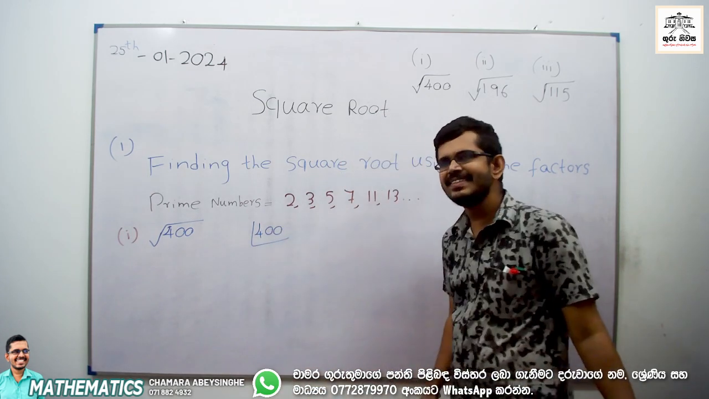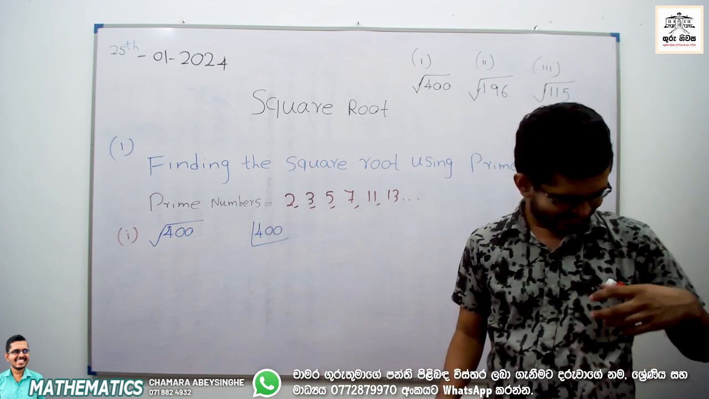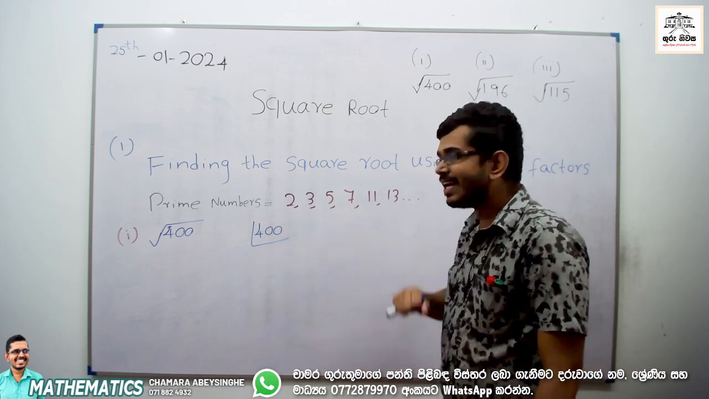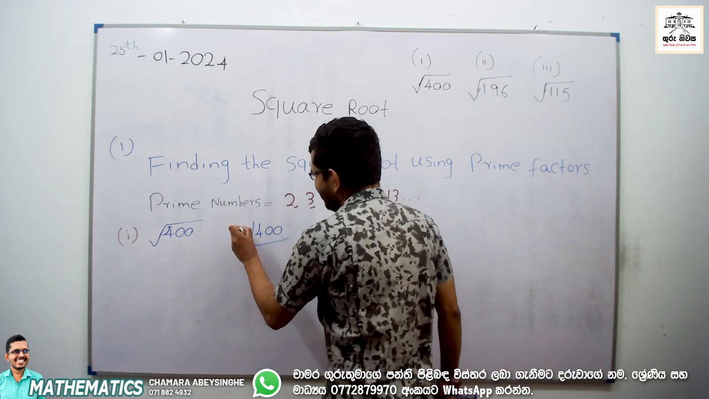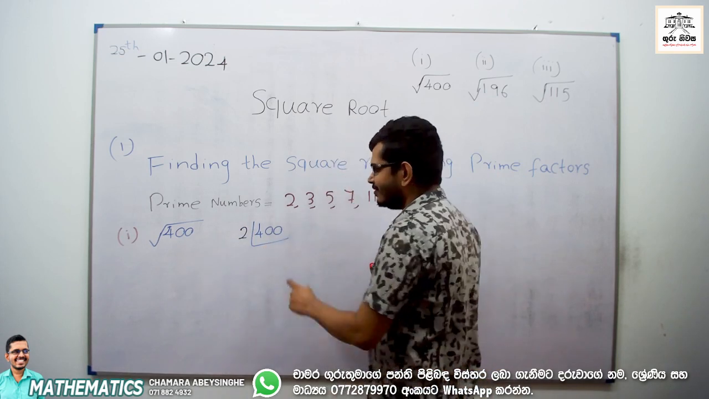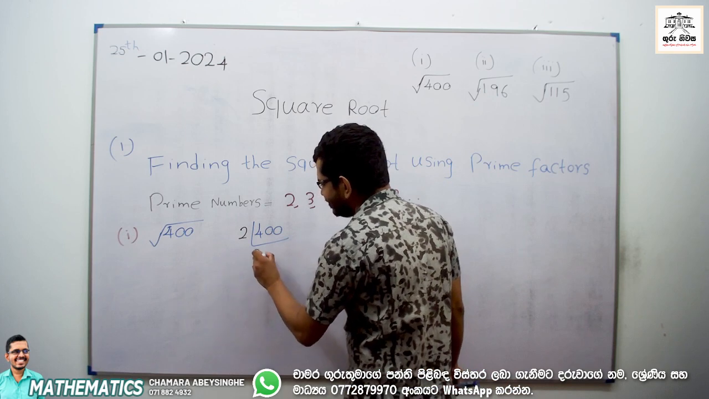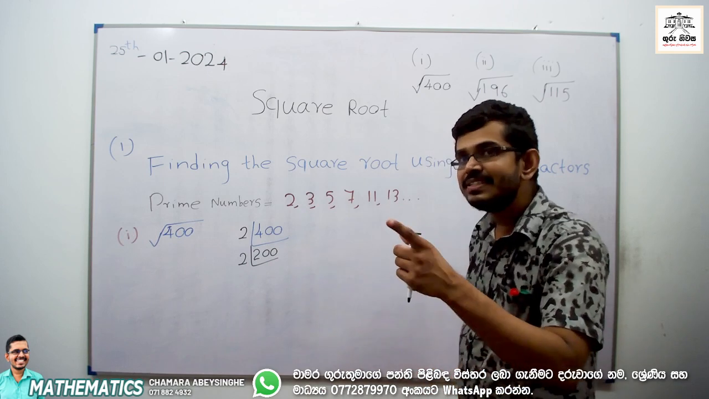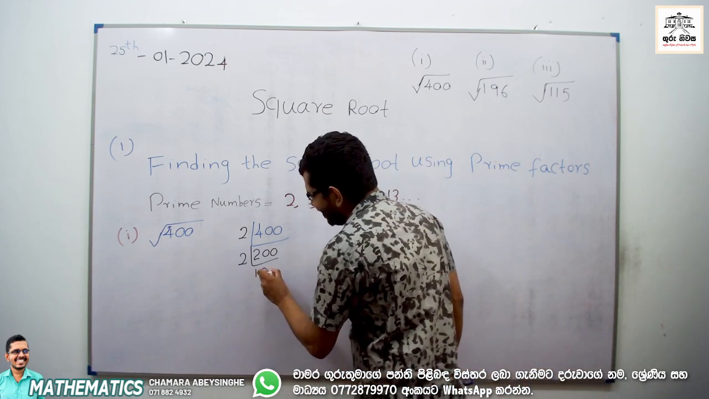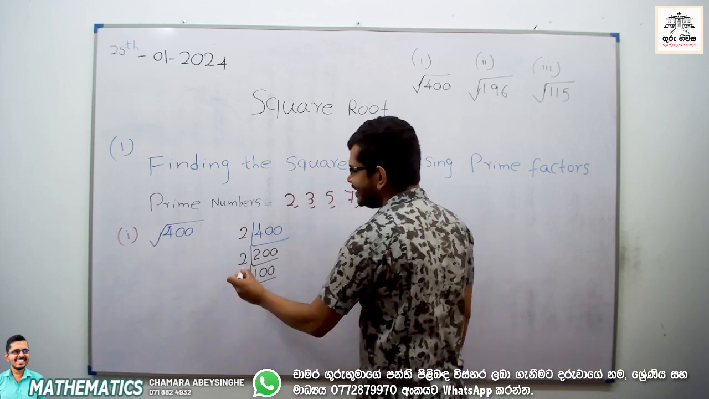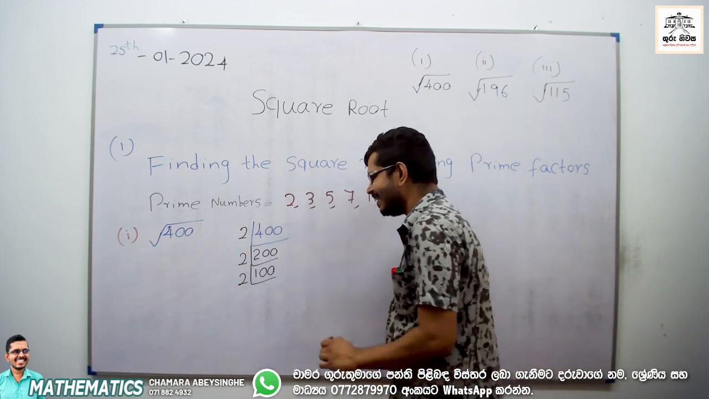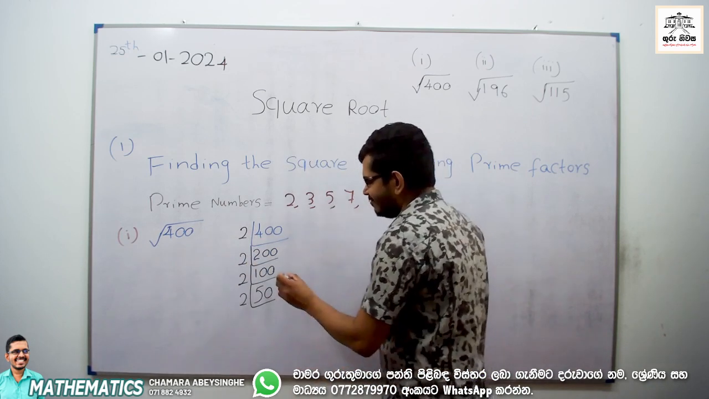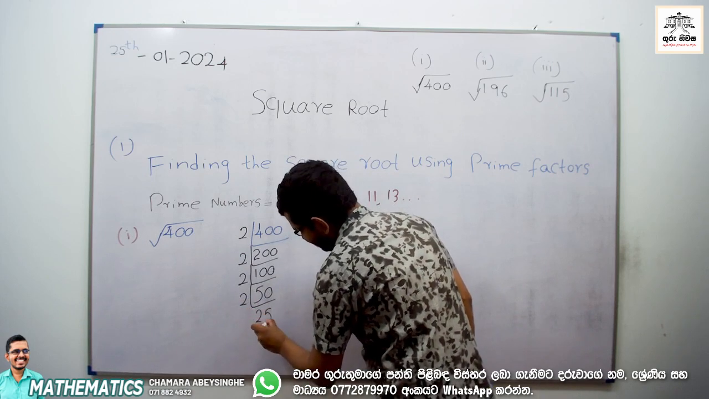Okay, 400, student. What is the prime number we can divide by? 2. Okay, you can use 2, or you can use 5, no problem. 400 divided by 2 is 200. 200 divided by 2 is 100. 100 divided by 2 is 50. 50 divided by 2 is 25.